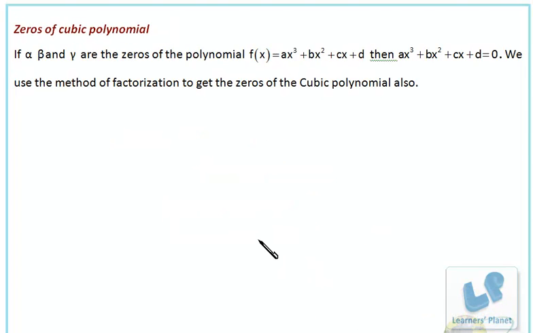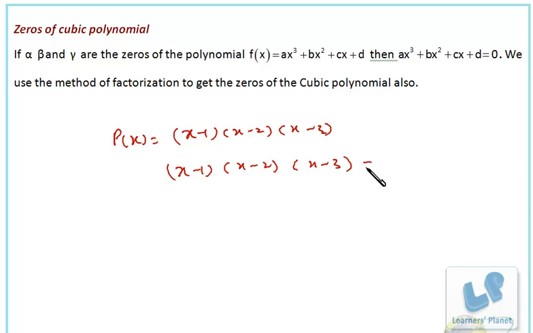Similarly, zeros of a cubic polynomial. Suppose I have a cubic polynomial, maybe (x - 1)(x - 2)(x - 3), right? This is a cubic polynomial because we are having the cubic power of x over here. So this is a cubic polynomial. If we equate it to 0, we'll be getting the zeros of this cubic polynomial. So if I equate (x - 1)(x - 2)(x - 3) to 0, I'll be getting x is equal to 1 or 2 or 3, right? So 1, 2 and 3, these are the zeros of this cubic polynomial. Okay?